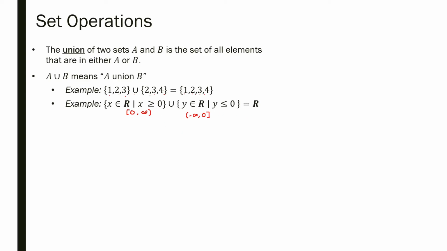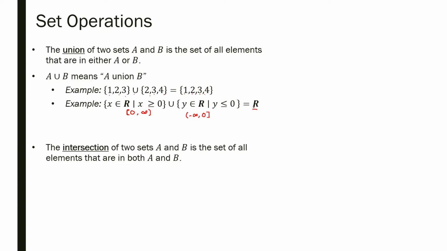So if we were to union these two sets together, all positive and 0 real numbers, union all negative and 0 real numbers, what do you get? Well, you get all the real numbers, right? You get all the positive, you get all the negative, and you get 0. That's every single real number. So you union it together and you get them all.